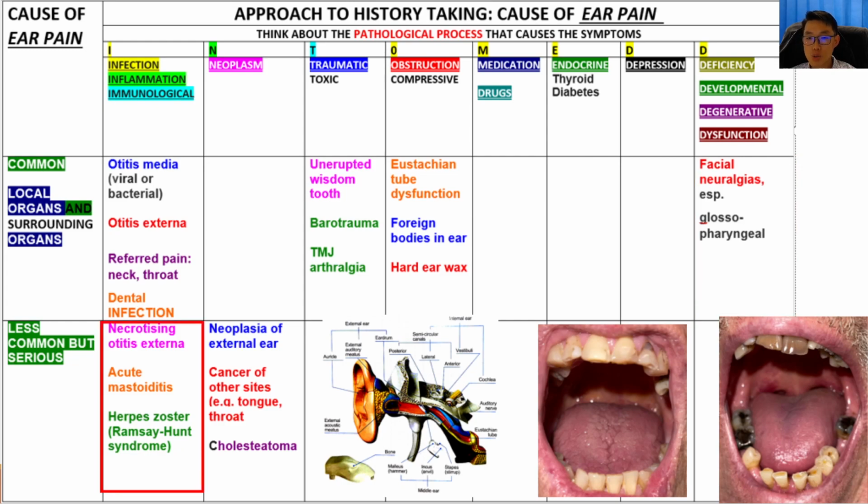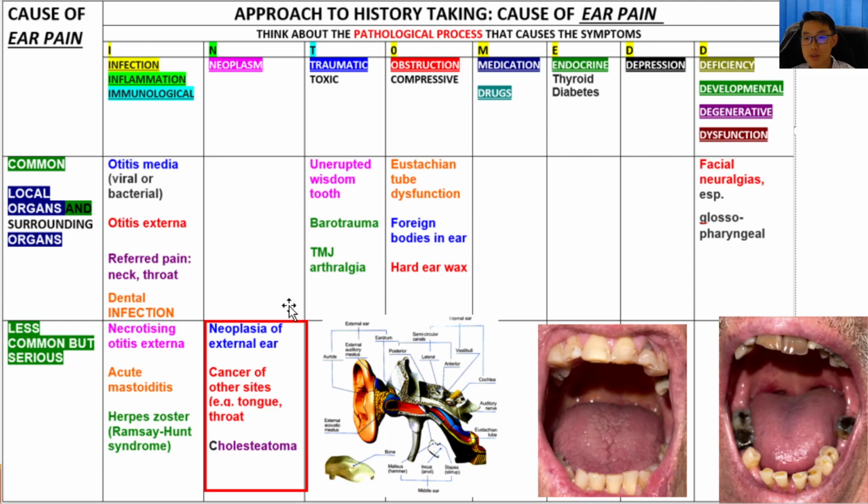The next row shows less common but potentially serious causes of ear pain. These include necrotizing otitis externa, which is a severe form of external ear infection, acute mastoiditis, which is inflammation and infection of the mastoid cavity, herpes zoster infection, known as Ramsay-Hunt syndrome, which essentially is shingles or reactivation of chickenpox on the 7th or facial nerve, causing ear pain.